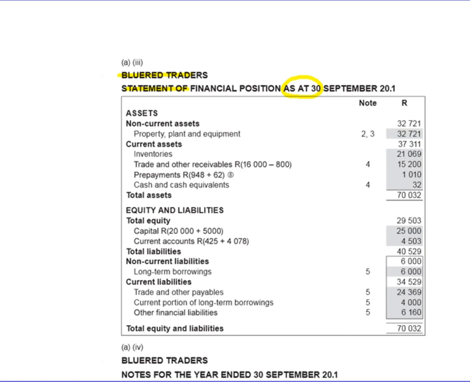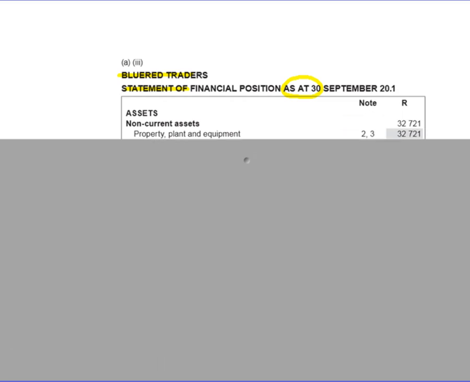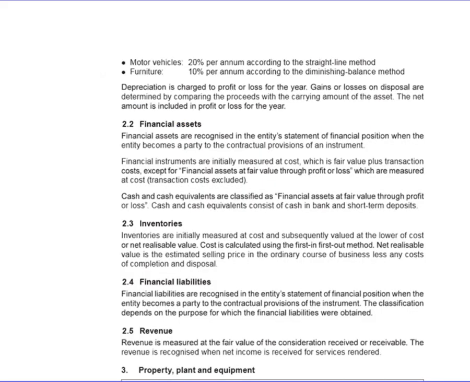Then, let's have a look. I'm going to quickly put in a slider just so you can follow me one thing at a time. First of all, our headings. What we must do is we must have notes and rands. Then we have assets, which are broken up between non-current and current. And we're going to start off with property, plant, and equipment. We have a note, notes 2 and 3. Let's scroll down and have a quick look.